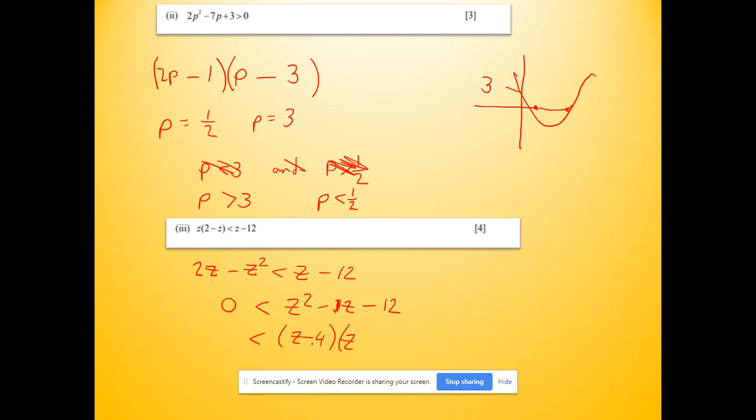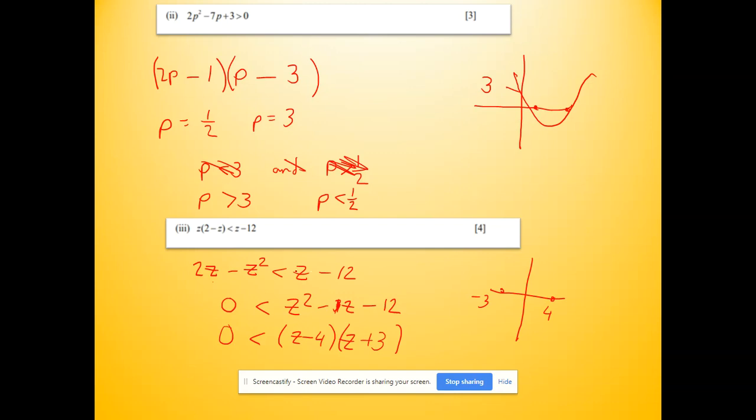So we end up with z minus 4, and now this will work. We get minus 4 times positive 3, so minus 4 plus 3. We get our answers of 4 and 3. But again, we need to create a sketch, because this time we want this function to be greater than 0. Well, actually, it's the same as the one before. So this time there's minus 3, there's 4.